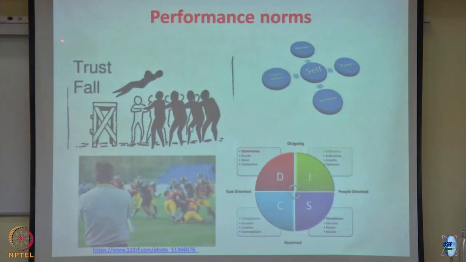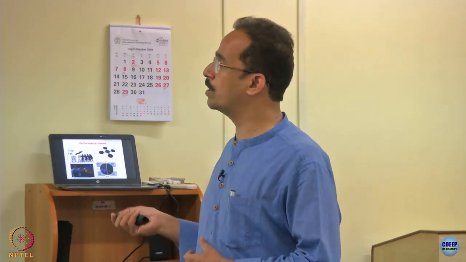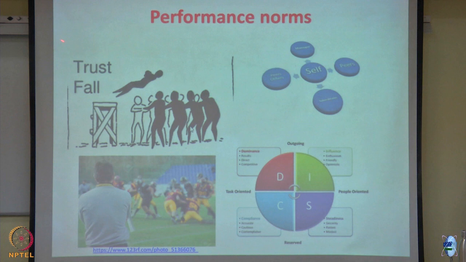Then if we need, there is a very famous activity called trust fall used in a team situation where the focus is on making people ready to trust the team members and respecting the others' trust by the team members. 360 degree appraisal is also a very important method of developing the performance norms. DISC profiling, which looks at the dominance, influence, compliance and steadiness, the task orientation, people orientation, outgoing and reserved, these kind of dispositions. So, DISC profiling is again a prominent method of OD intervention to develop better performance norms in a team.